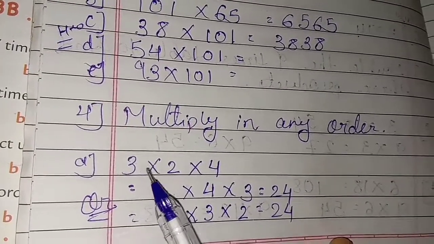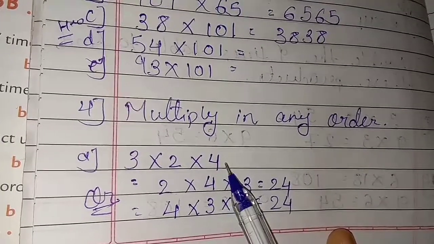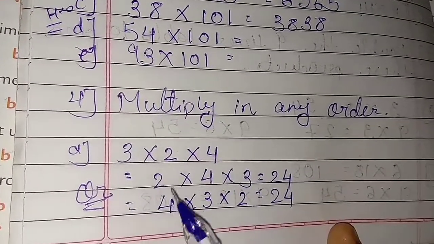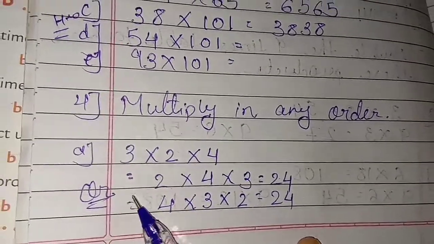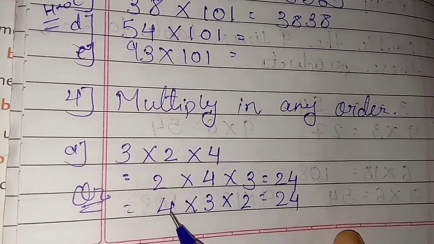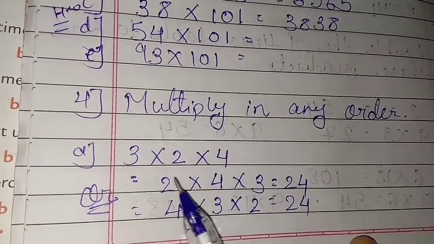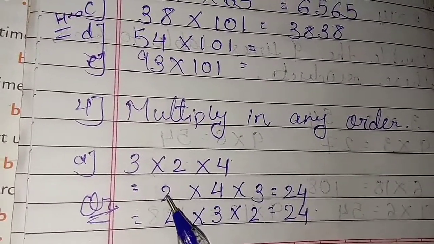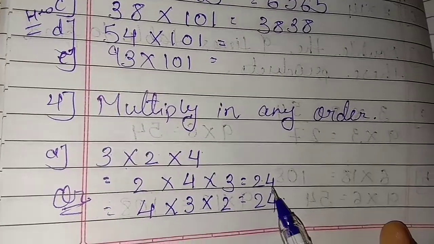Now see, we will change the order of these numbers. What is the question? 3 into 2 into 4. Now we will change it like 2 first, then 4 and then 3. So 2 4s are 8 and 8 3s are 24. Or else you can take 4 first, then 3 in the second place and 2 at the end. Here also 4 3s are 12 and 12 2s are 24. Whenever in multiplication the numbers are the same but the order of the numbers is changed, the answers are also the same.